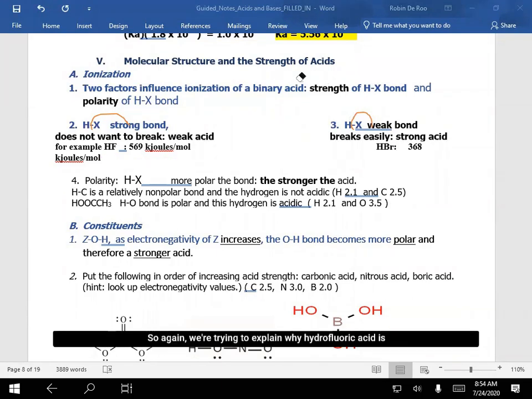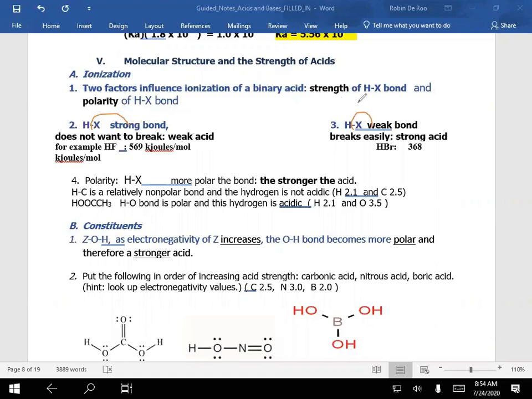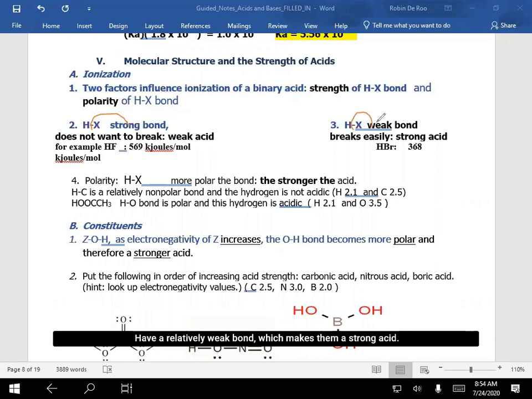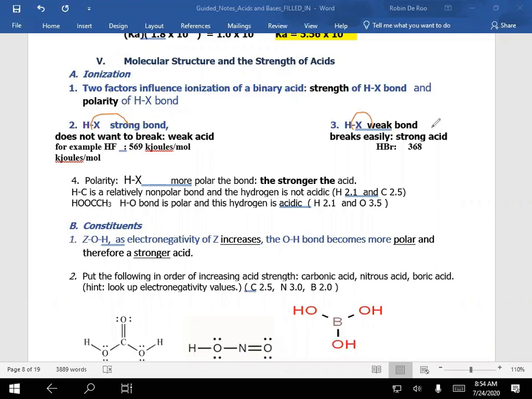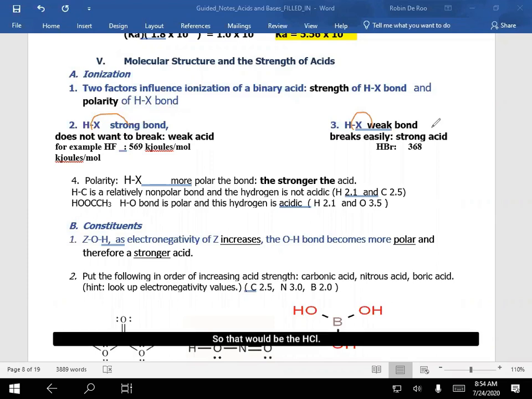So again, we're trying to explain why hydrofluoric acid is weak. It's because it has a strong bond and the H+ is not going to come off as much. So strong bond, weak acid. Whereas the rest of the halogens have a relatively weak bond, which makes them a strong acid. So that would be the HCl, HBr, HI. They would all be strong acids because their bonds are relatively weak.